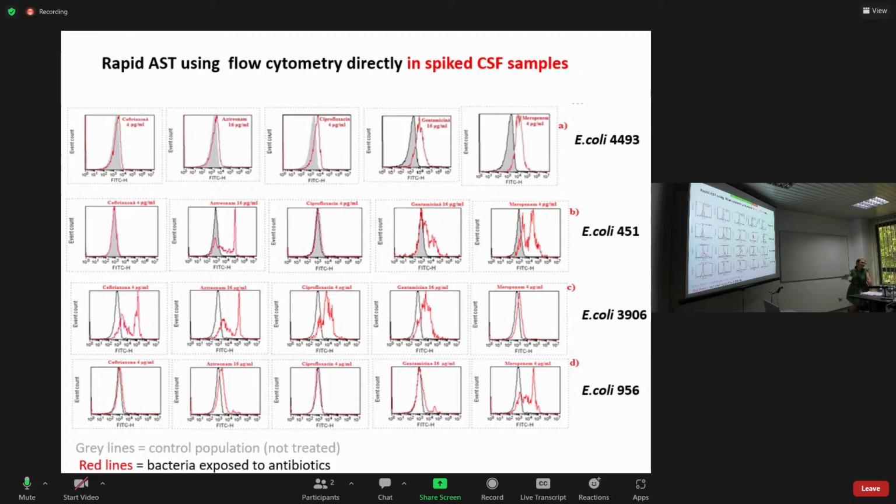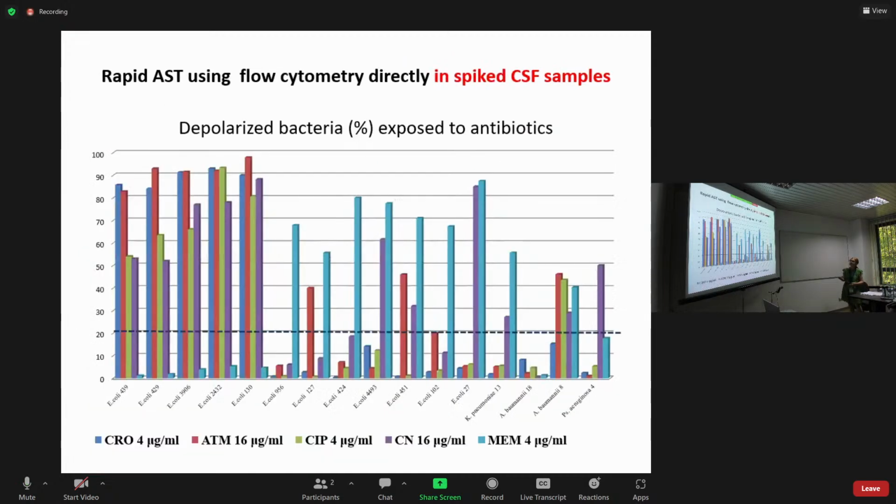So we can guide the clinicians not only in telling them that the bacteria are susceptible or resistant to a different antibiotic, but also guide the clinician to choose the active concentration to be given to the patient.